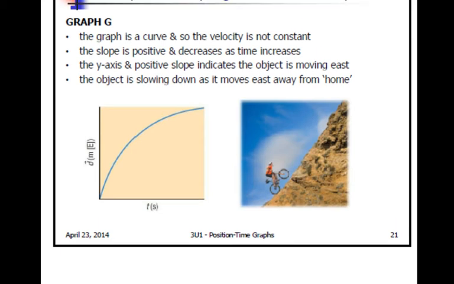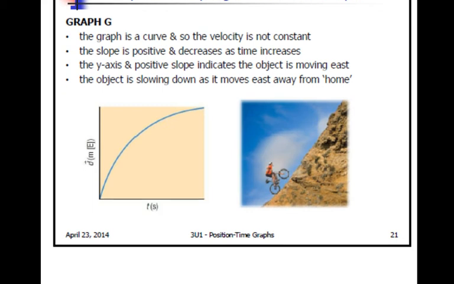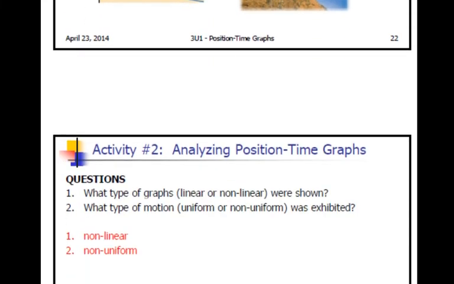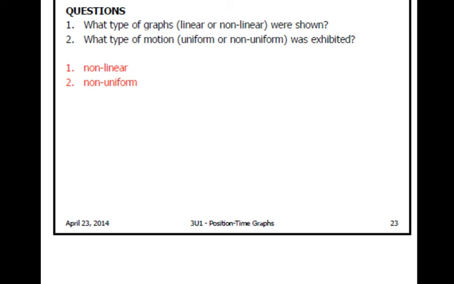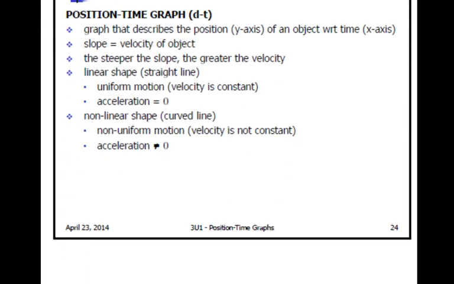Now let's say somebody is trying to power their way up a mountain. They're actually going to be slowing down. Here is them slowing down as they go east, in a positive direction away from a home position. And this is what it would look like if they were going in a negative direction from the home position and slowing down. So these are all nonlinear graphs, and they represent non-uniform motion. Anytime we have a position time graph that has nonlinear segments, it is either accelerating or decelerating, which means we have non-uniform motion.